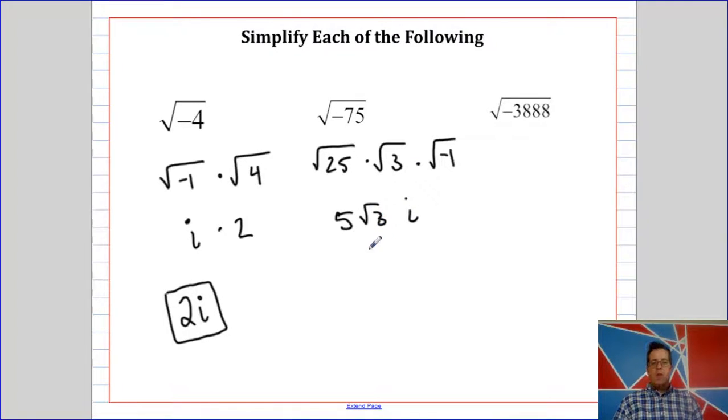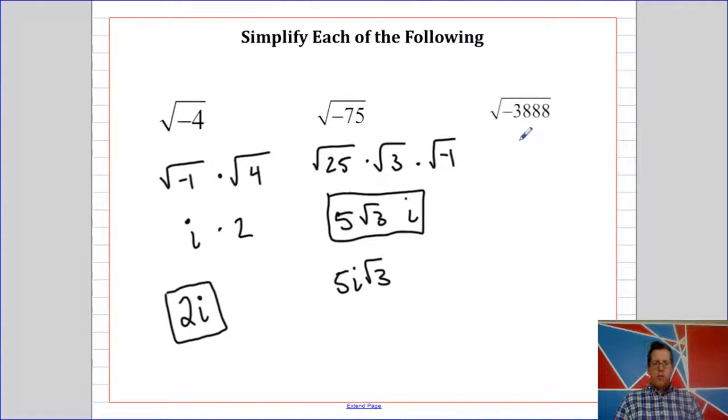Now, people write this in two different ways. Some people will write 5 root 3I. Some people will write 5I root 3. Either one of these is acceptable. If you're writing in standard form, which is a plus bi, you want to use this way.